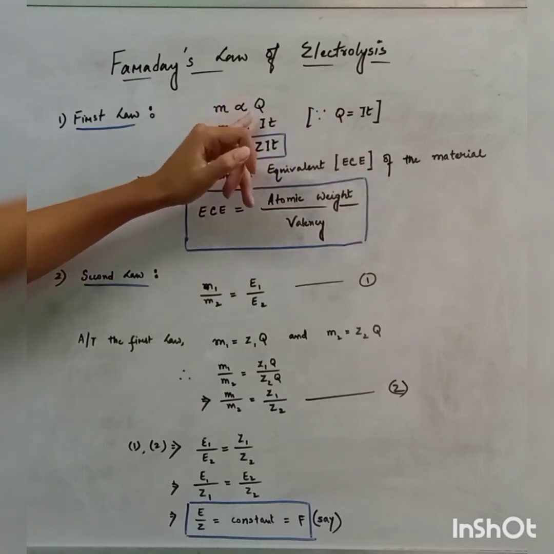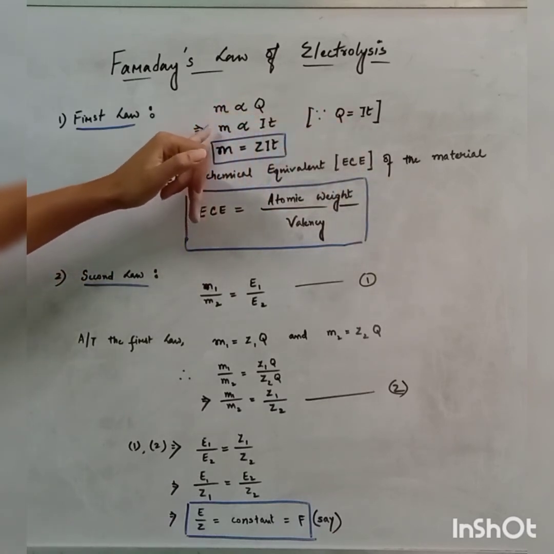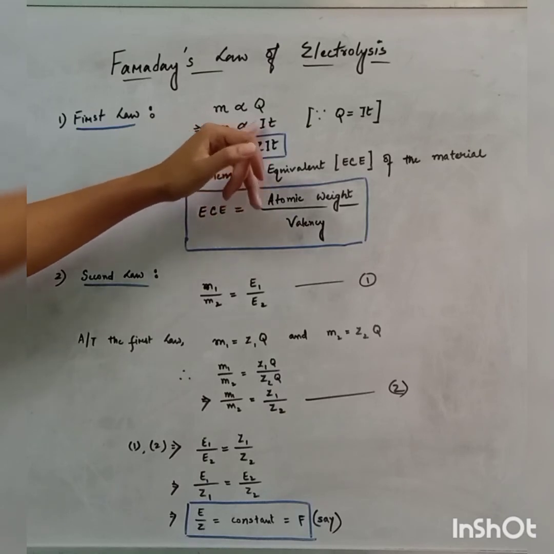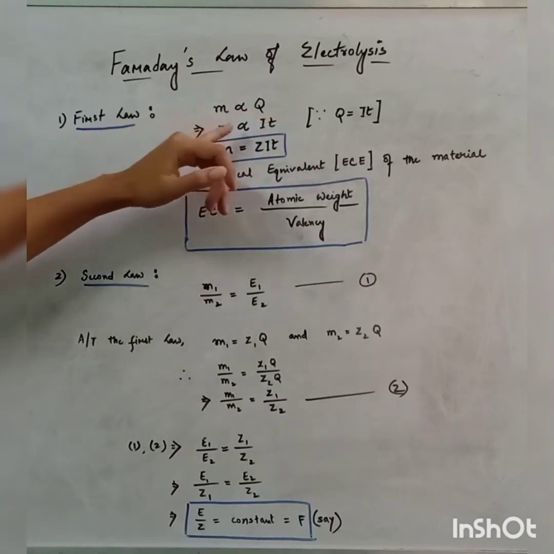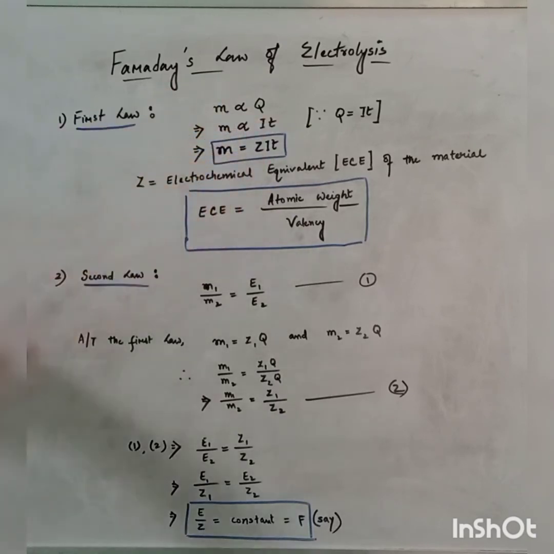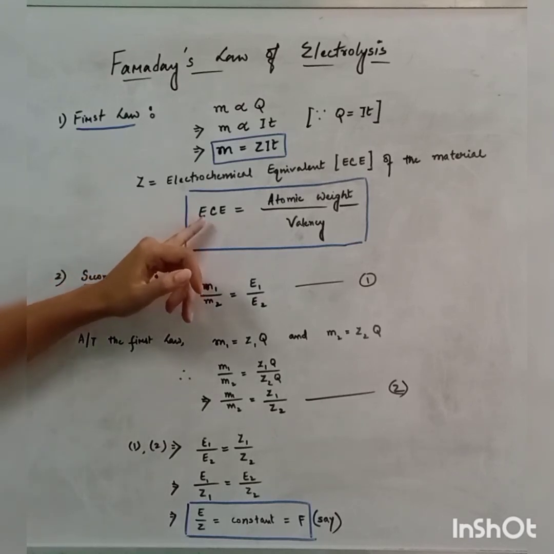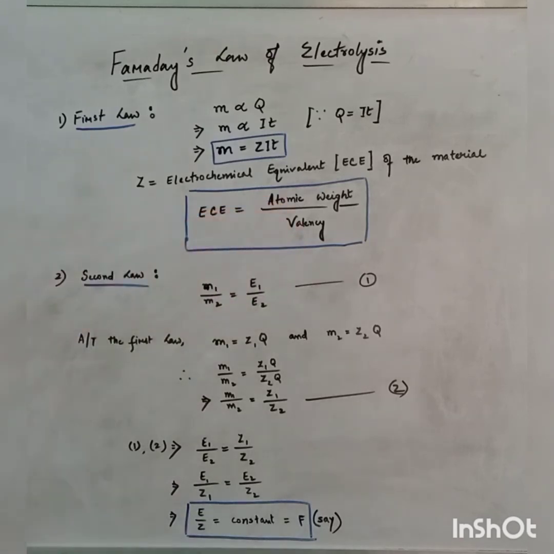So when we replace Q by IT, we can write the mass of the ion is proportional to current into time. And when we replace the proportionality sign with an equal sign, there comes a constant which is here Z, and Z is known as the electrochemical equivalent or ECE of the material. And electrochemical equivalent of an element is defined as the atomic weight of the element divided by the valency of that element.